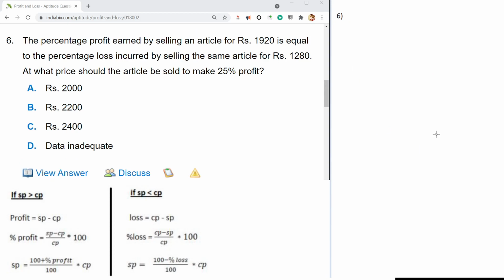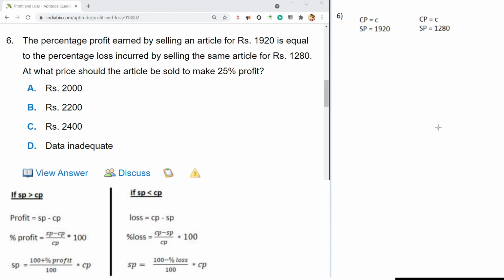Let's see problem number 6. The percentage profit earned by selling an article for rupees 1920 is equal to the percentage loss incurred by selling the same article at 1280. At what price should the article be sold to make 25% profit? Here two cases are there. In the first case, let us assume cost price is C and selling price is 1920. In the second case, same article, cost price is C and the selling price is 1280.